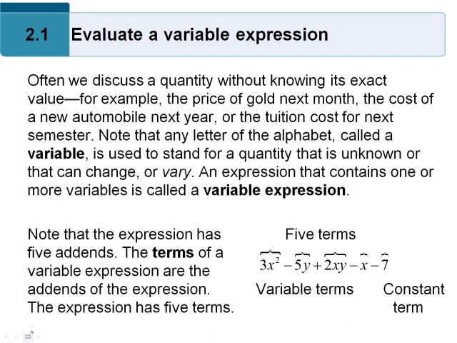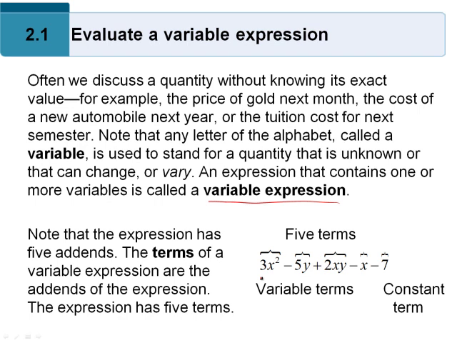So first of all, whenever we're talking about quantities that we don't know the exact value of in mathematics, we use any letter of the alphabet, called a variable, to represent that number or that quantity that we don't know. So anytime we have an expression that contains more than one variable or just one variable all by itself, it's called a variable expression. Now, if you look at this expression down here on the right, we have 3x squared minus 5y plus 2xy minus x minus 7.